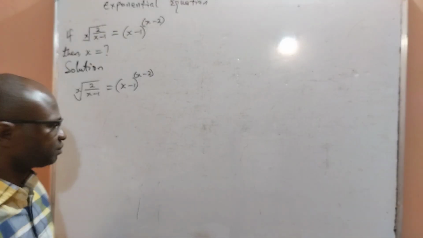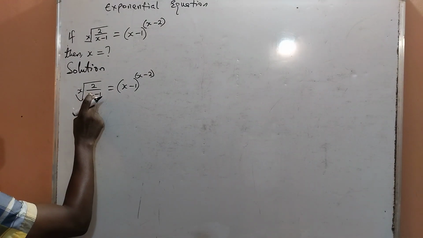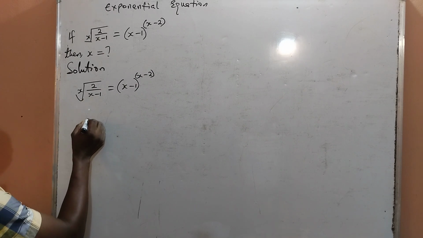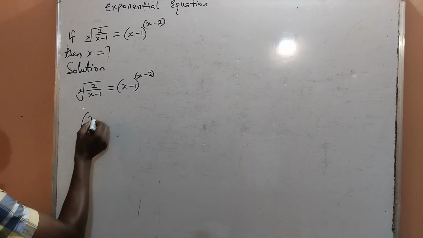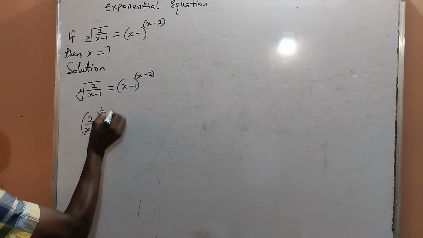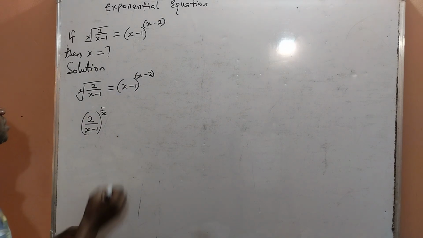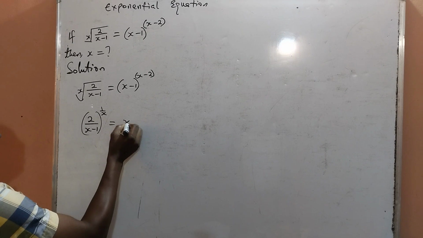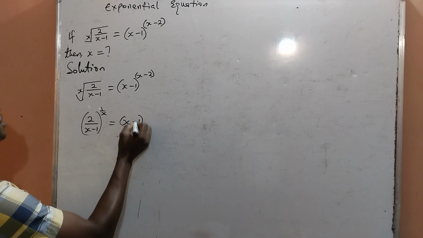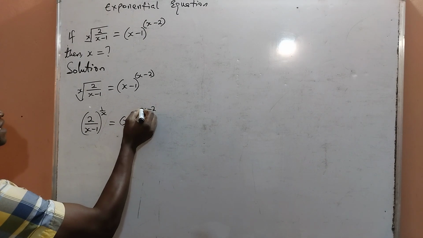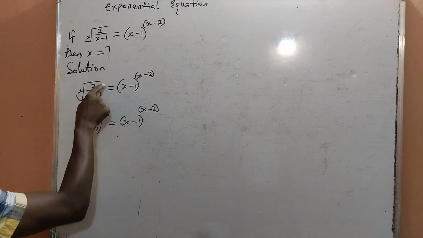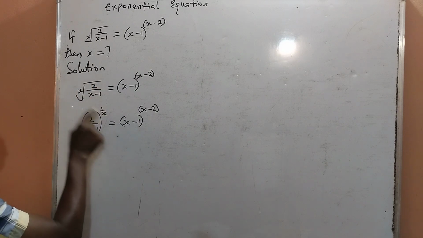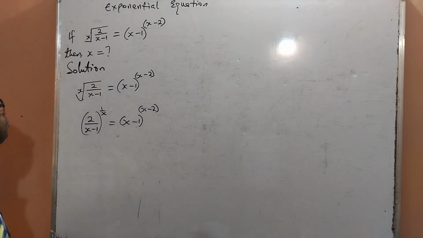First and foremost, the x-th root can also be written as 2 over x minus 1, all raised to the power 1 over x, equal to x minus 1 raised to the power x minus 2. This is the first step I have taken. I have just moved the x-th root to become raised to the power 1 over x.